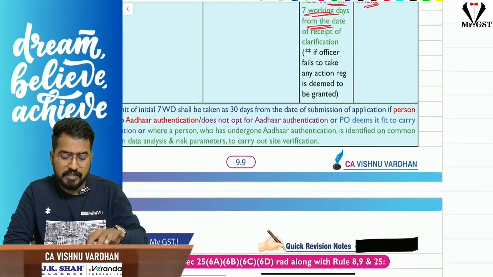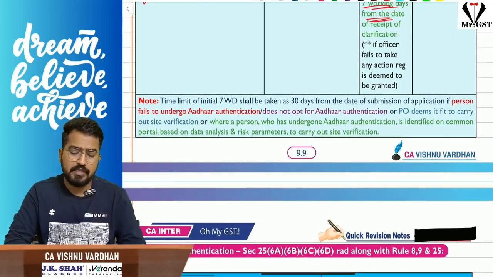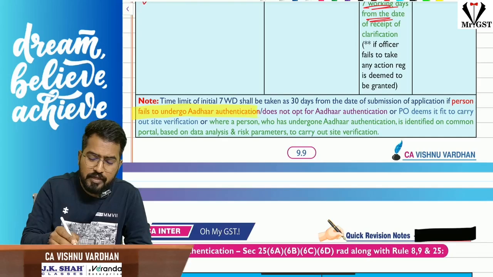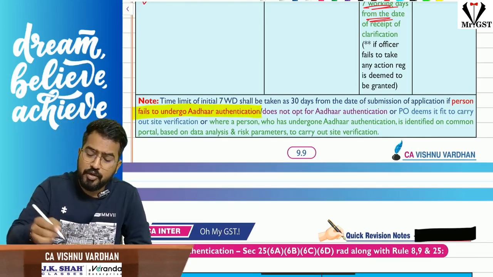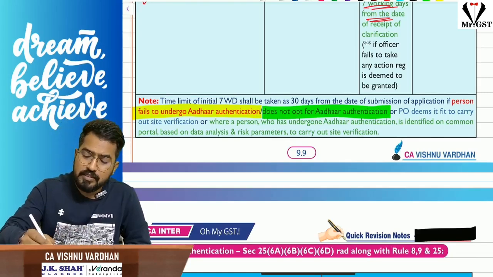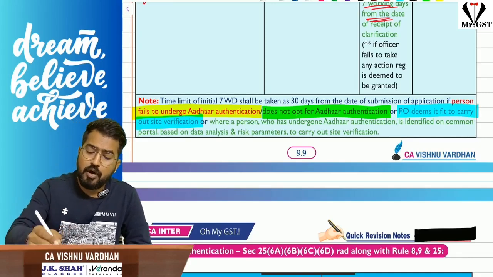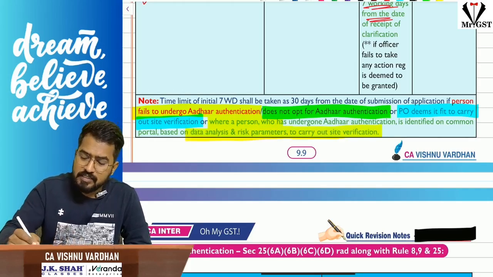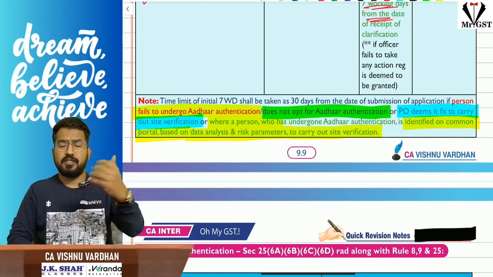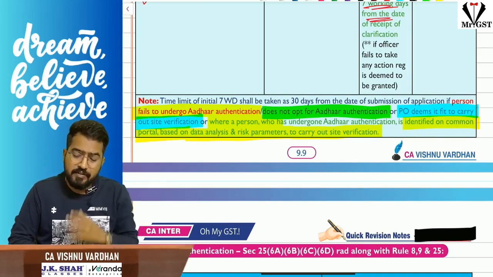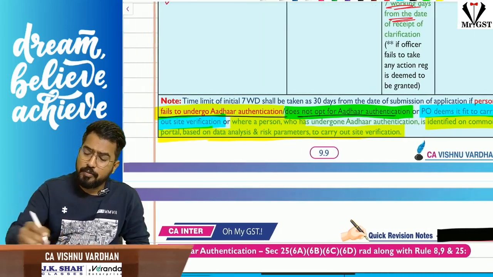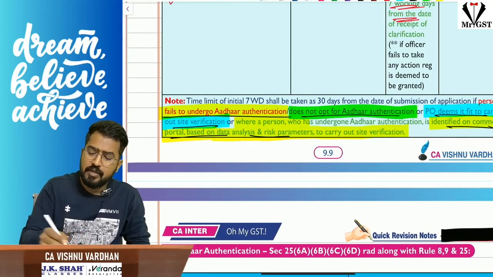Now here I told you how Aadhaar authentication is done and all that. One drawback here is, sir, when you are applying for registration and going through Aadhaar authentication, by any chance you fail to undergo Aadhaar authentication, or while applying for registration itself you have not opted for Aadhaar authentication, or if the proper officer wants to carry out site verification, or the system, through data analysis and risk parameters, the common portal has identified your application for physical verification, with biometric Aadhaar authentication to be done. That means 4 cases I taught you. One is Aadhaar authentication failed, or you have not opted for Aadhaar authentication, or the proper officer wants to carry out the site verification, or the common portal has identified your application for site verification.